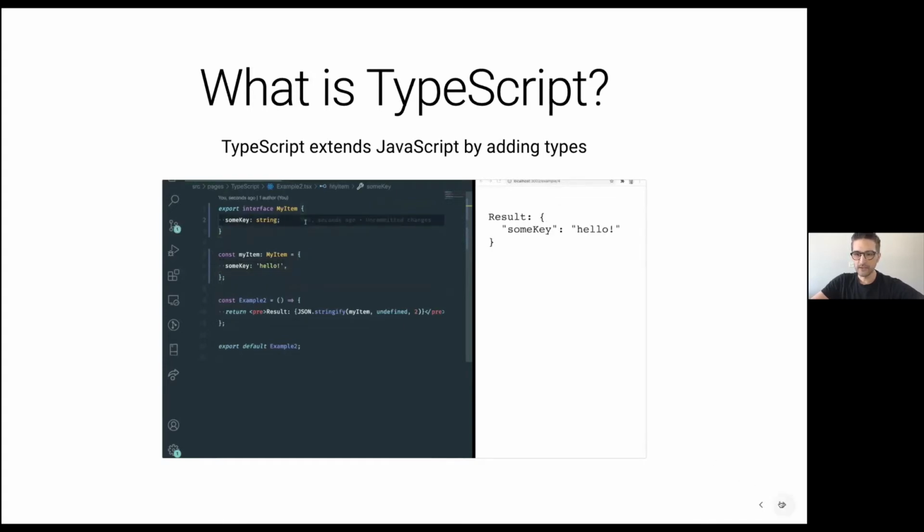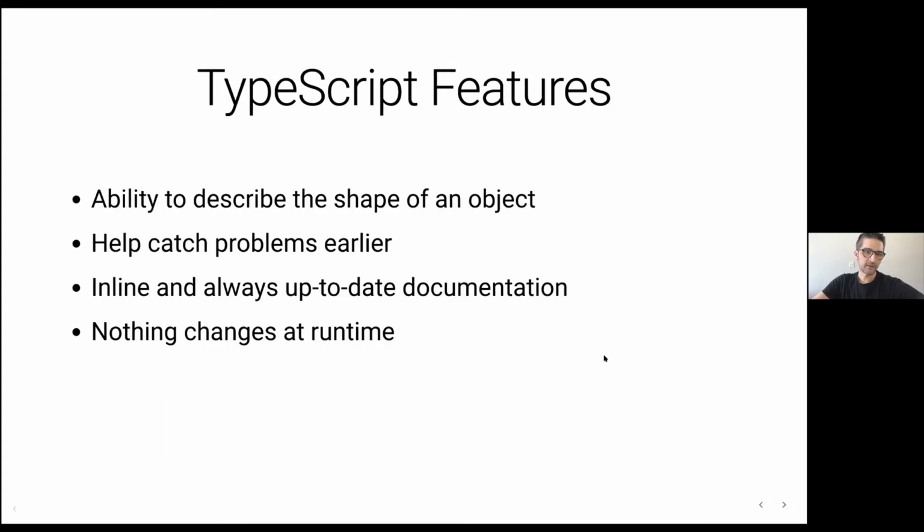So I'm just going to take a look at a few of the features here. So, okay, TypeScript, we can describe shapes of objects. So I could say, hey, I have some object with some key and it's equal to a string. And so that can become arbitrarily complex, which is really nice if you have a large code base. You can help catch problems earlier. So if you were to have some function that took a number and you gave it a string, you don't even have to run your code. It's just going to let you know as you're typing, as you're working, you're going to get information right away.